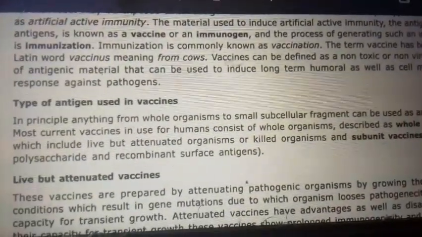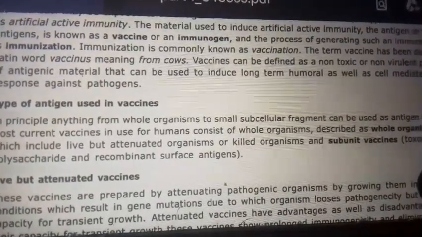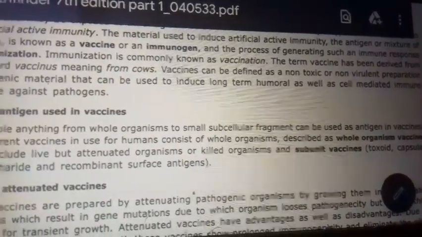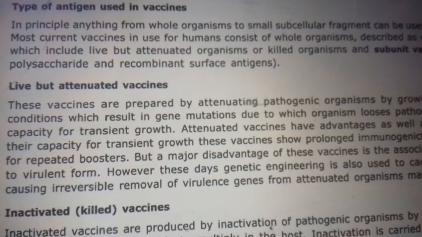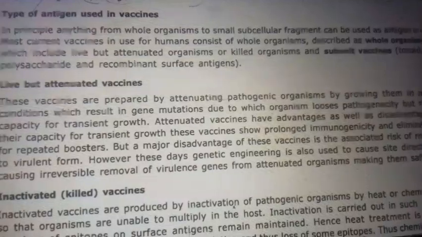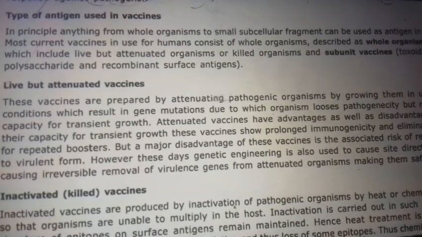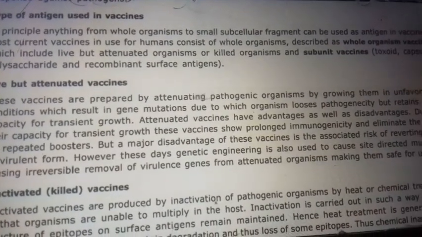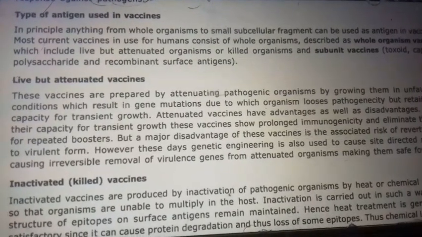Now, the types of antigen used in vaccines. Anything from a whole organism to a small subcellular fragment can be used as an antigen in vaccines. Most current vaccines are described as whole organism, which include live but attenuated, meaning a weak form of the germ is used, or killed organisms, as well as subunit vaccines, toxoid, capsular polysaccharide and recombinant surface antigen.